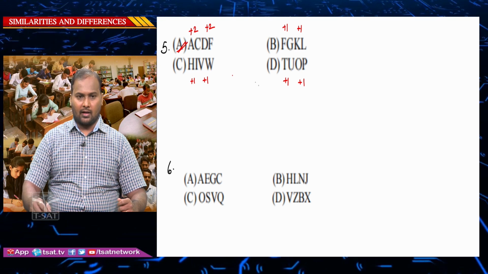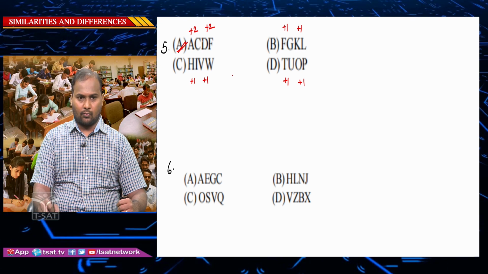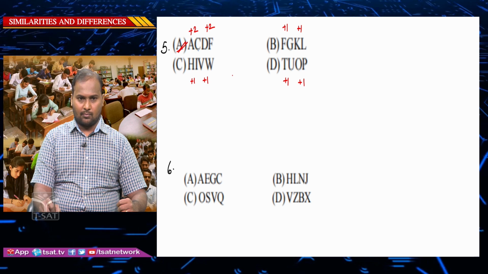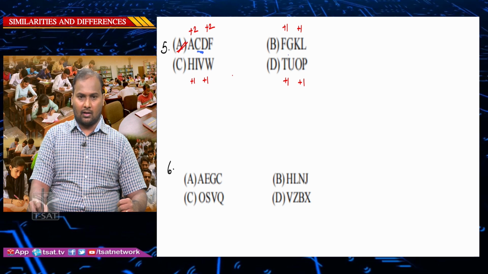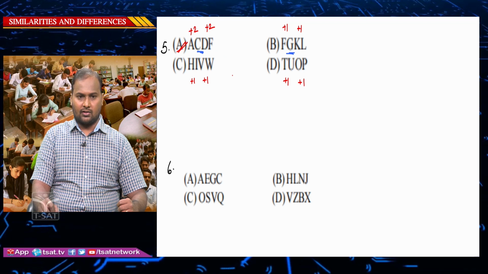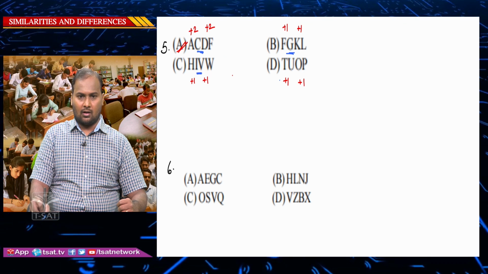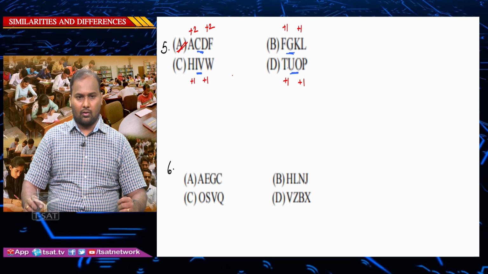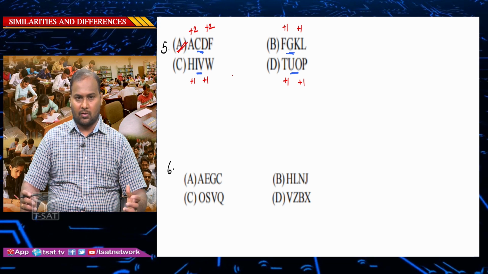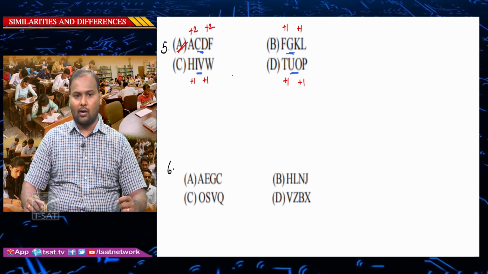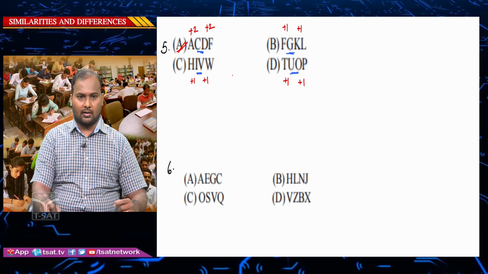Again, I am saying why I am not taking the center one, between C and D. You observe the range between C and D, the range between G and K, the range between I and V, and the range between U and O. All four options follow different ranges, so that is the reason I avoided taking the range in the center letters.